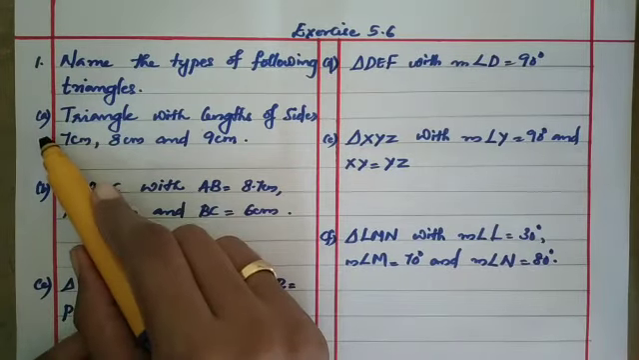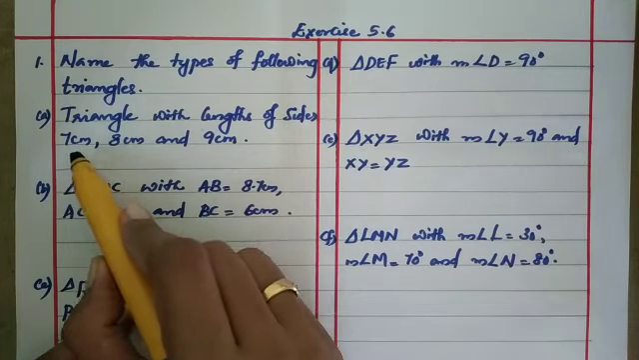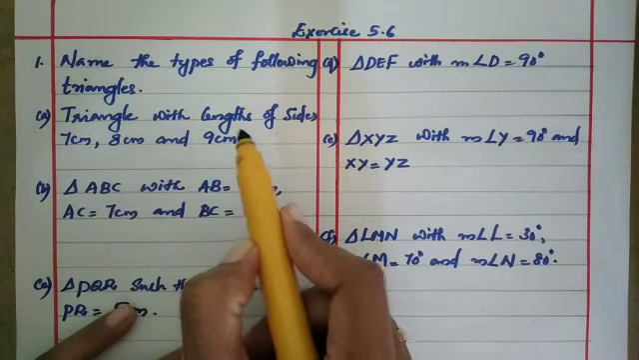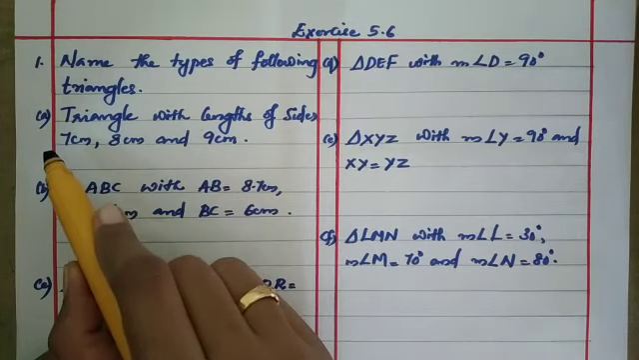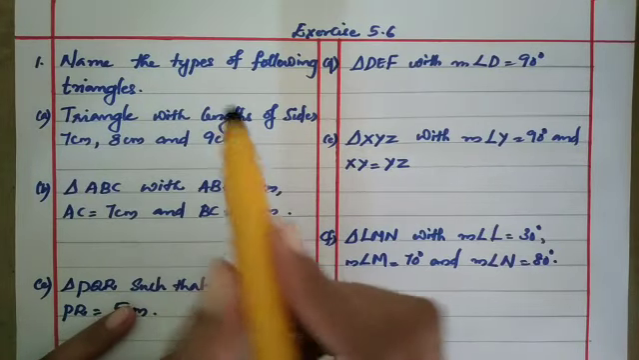First, question a. Triangle with the lengths of sides 7 cm, 8 cm and 9 cm. As the triangle has three sides, all the three sides have unequal lengths or different measures.